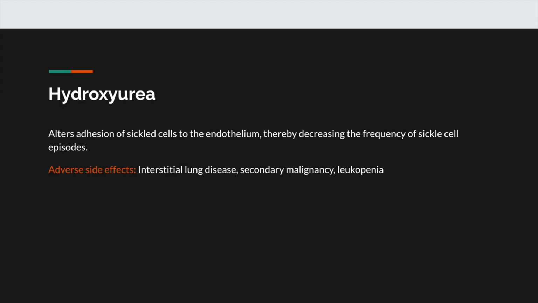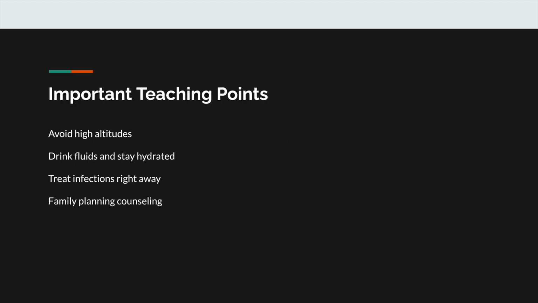One medication that can be prescribed in sickle cell disease is hydroxyurea. Hydroxyurea alters the adhesion of sickle cells to the endothelium, so this decreases the frequency of sickle cell episodes. There are some adverse side effects, however, including interstitial lung disease, secondary malignancy, and leukopenia, or low white blood cell count. Some important teaching points for patients with sickle cell disease is to avoid high altitudes, drink fluids and stay hydrated, treat infections right away, and also family planning counseling so patients are aware of how this is a genetic disease and can be passed on to their offspring.